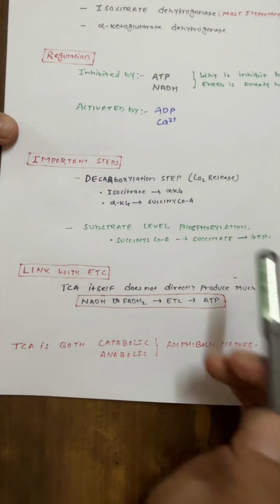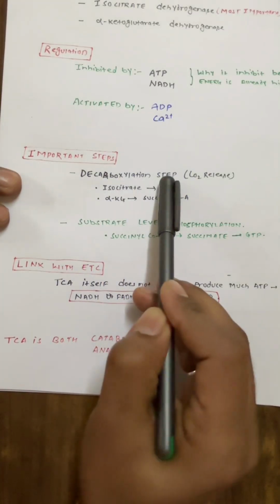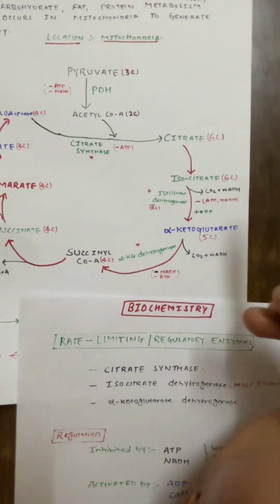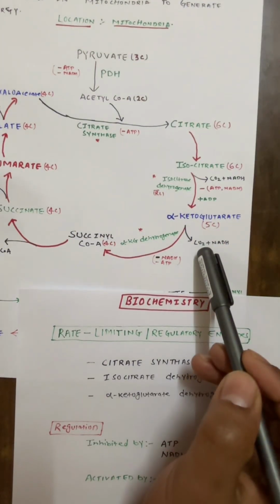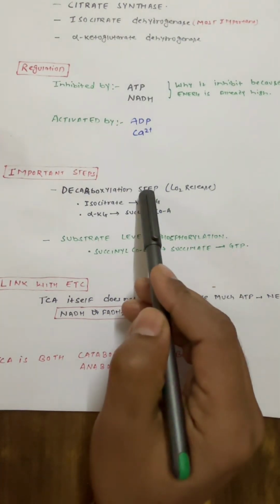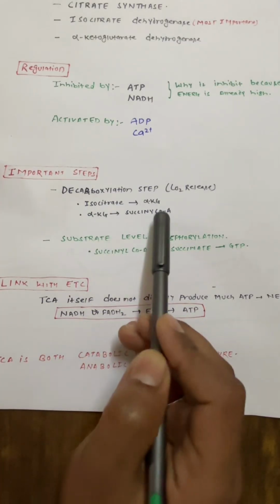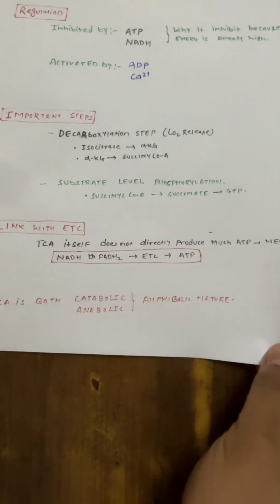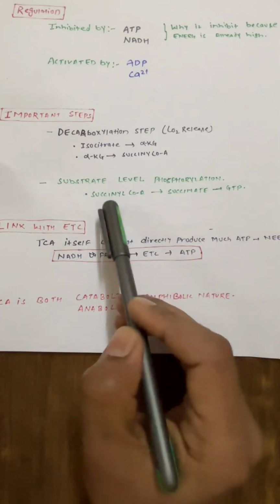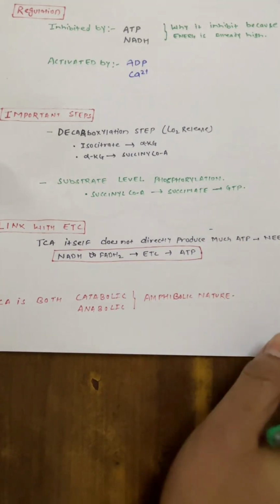Now what were the important steps? While talking about the important steps, remember the decarboxylation steps where carbon dioxide is released. These are the two steps where carbon dioxide is released. MCQs are asked from these two steps: in which step does decarboxylation occur? So isocitrate to alpha ketoglutarate and alpha ketoglutarate to succinyl coenzyme A. I have already told you in the chart that substrate level phosphorylation occurs when succinyl coenzyme A is converted to succinate, where GTP is formed.